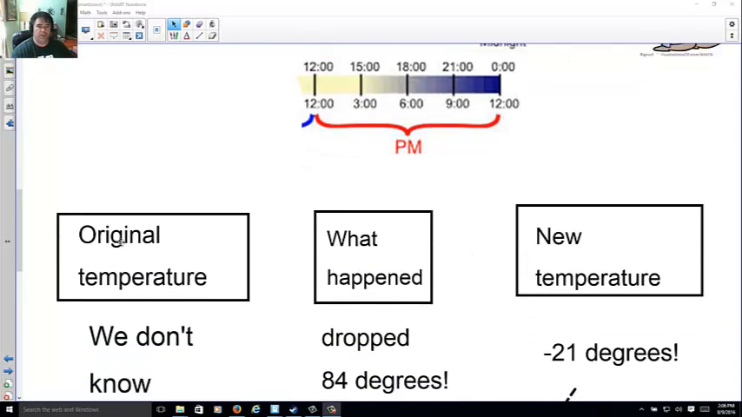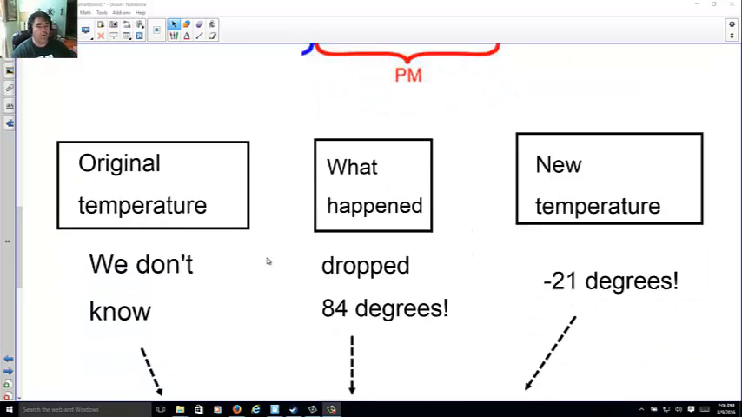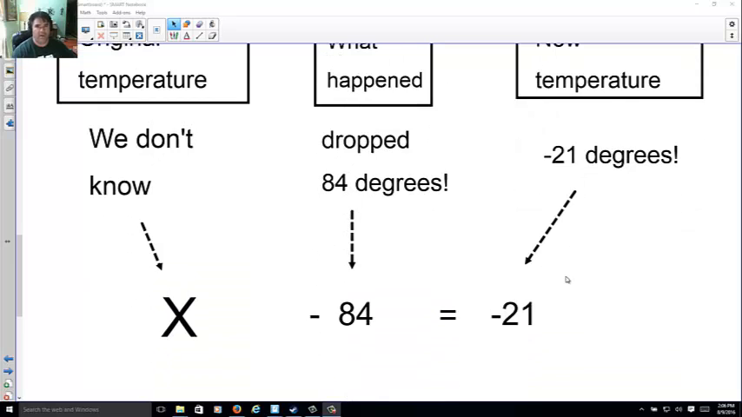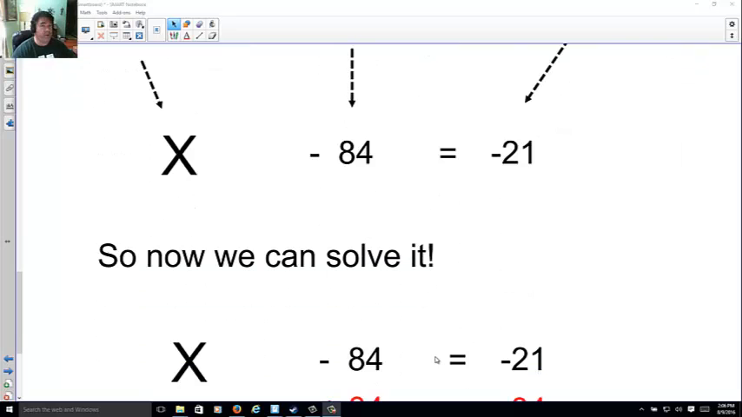Original temperature, we don't know. What happened, it dropped 84 degrees, and now it's negative 21. It's important to put the setup as negative 84 because you're subtracting 84 degrees. Do put a negative 21 because that's the actual negative temperature right now. So x minus 84 equals negative 21. Well, now we can do something about it.